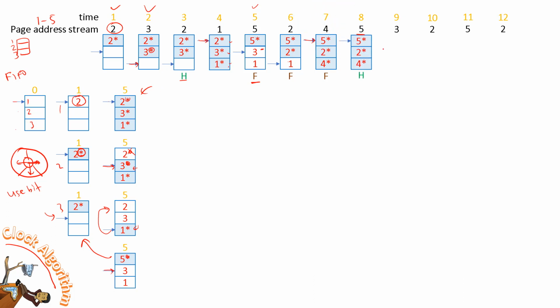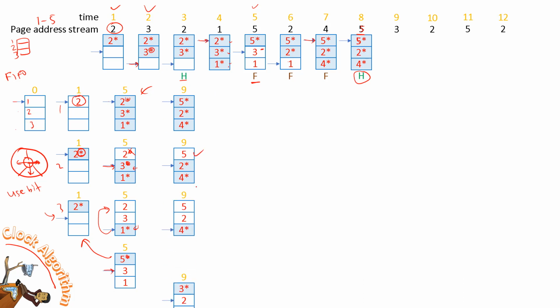So this one is a hit. This is another hit, because the request is 5, and 5 is already loaded in the main memory. Let's see the next one. The next one is also similar: 5 to 4. You need to clear the first bit, use bit equal to 0, move to the next one, and this is similar to here.